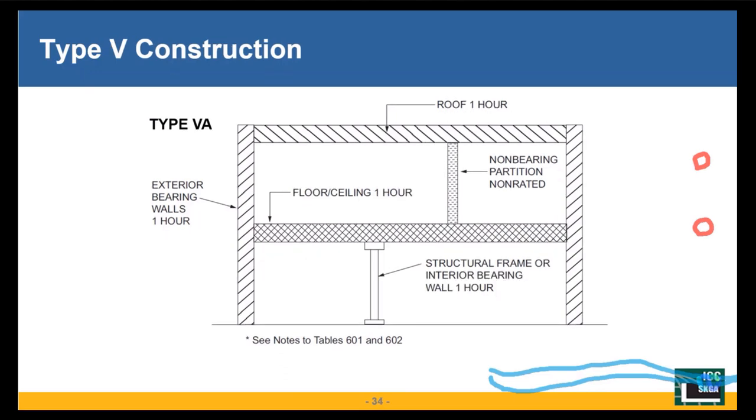This is type 5A. We have 1 hour for the roof, 1 hour for the wall, 1 hour for the floor ceiling assembly. Non-bearing partitions are not rated, but bearing or structural frame is 1 hour. And when you're bearing and you're holding the building, then the type 5A require you to rate it. And you don't see 2-hour rating here. So type 5A is always, the maximum amount of rating is 1 hour.